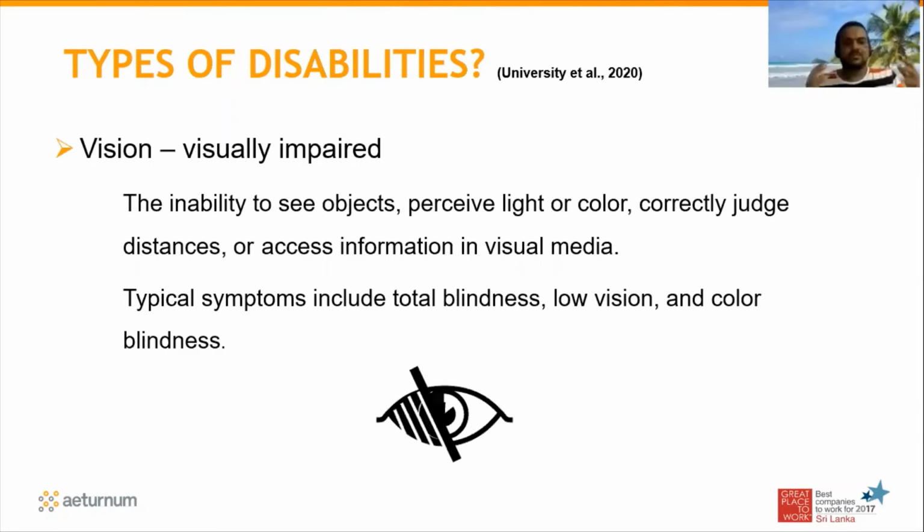So types of disabilities. What are the types of disabilities we have? There are a lot of types, but I include the major ones. The first one is vision, visually impaired. It is the inability to see objects, perceive lights or color, correctly judge the distance, or access information in visual media. Typical symptoms include total blindness, low vision, and color blindness. Visually impaired. Right. Let's move on.